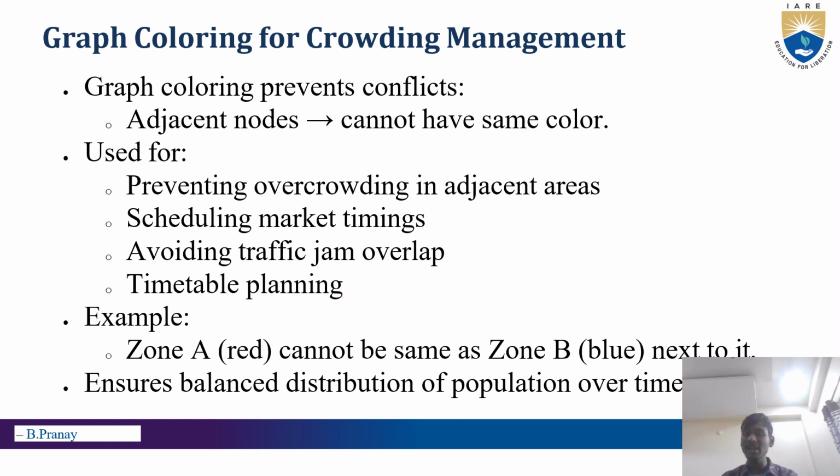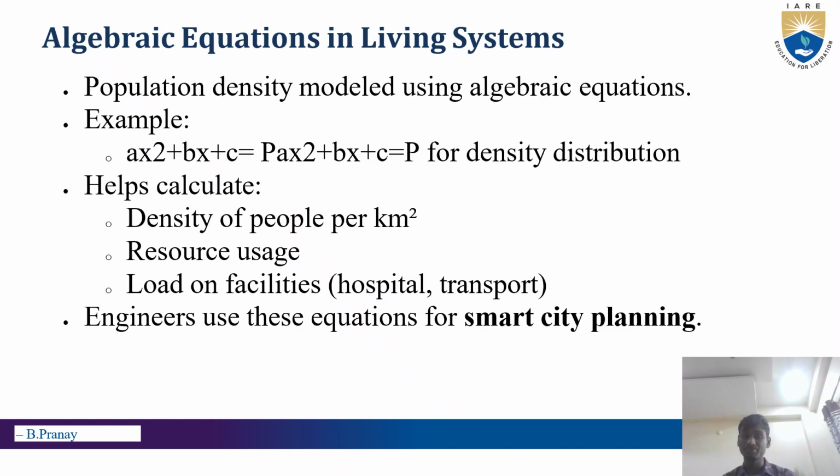For example, zone A as red color and zone B as blue color, and using this way, we can manage in a proper manner. Next, algebraic equation, population density model using algebraic equations. For example, ax square plus bx plus c is equal to p into ax square plus bx plus c, where p is equal to density distribution.